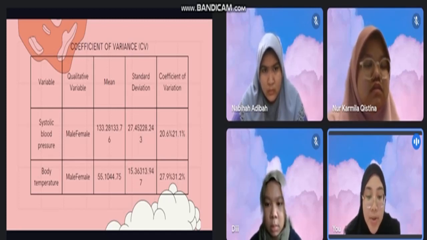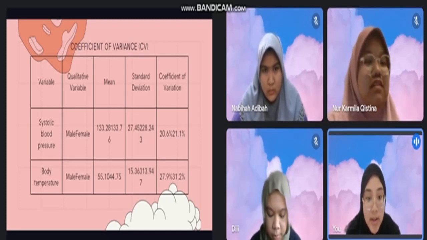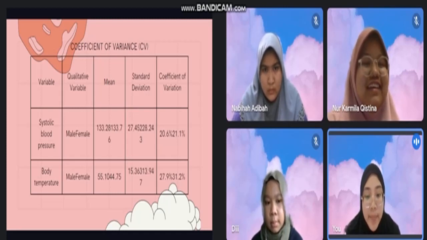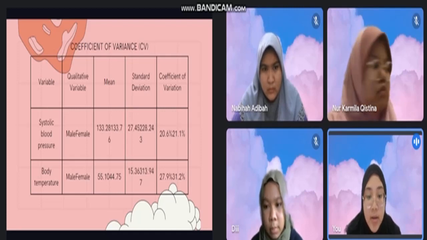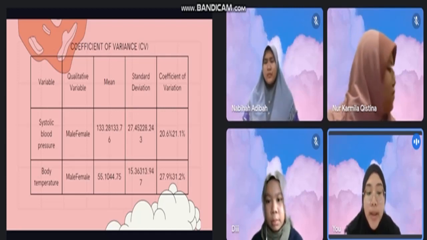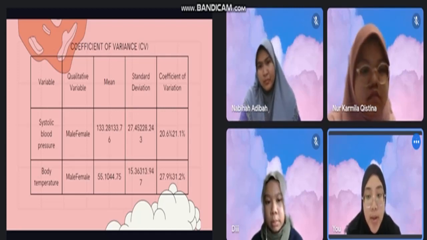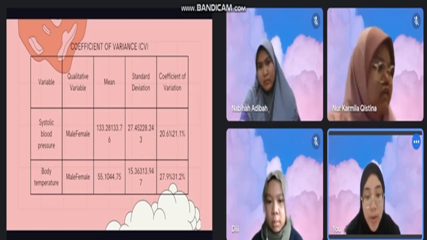Based on the table that you can see from our presentation, coefficient of variation of systolic blood pressure for male is 20.6%, whereas the female is 21.1%. And the coefficient of variation of body temperature of the male is 27.9%, whereas the female is 31.2%.